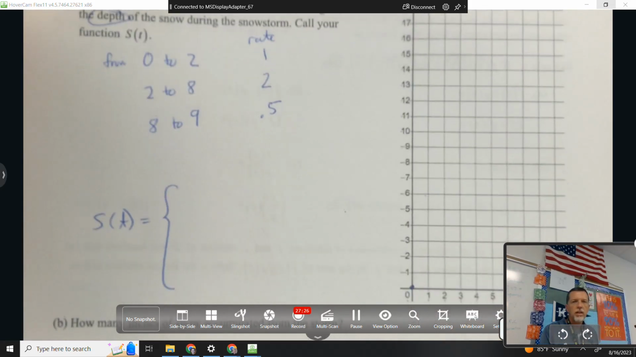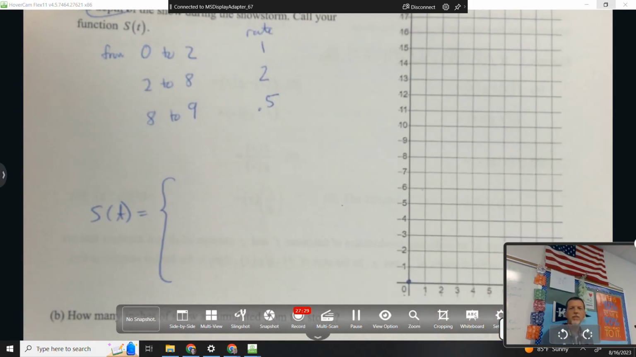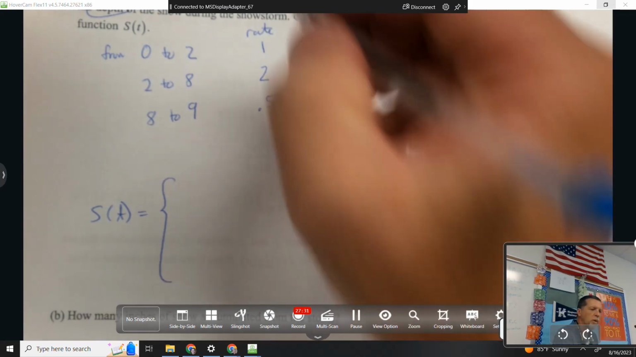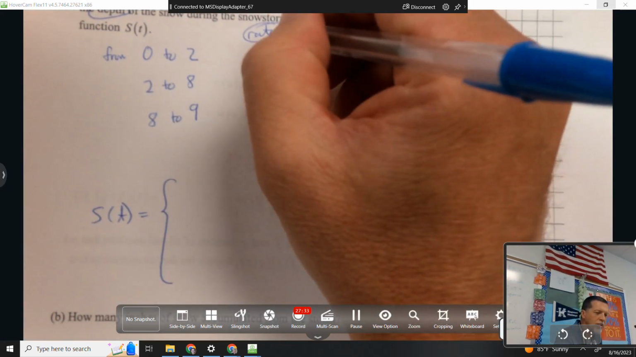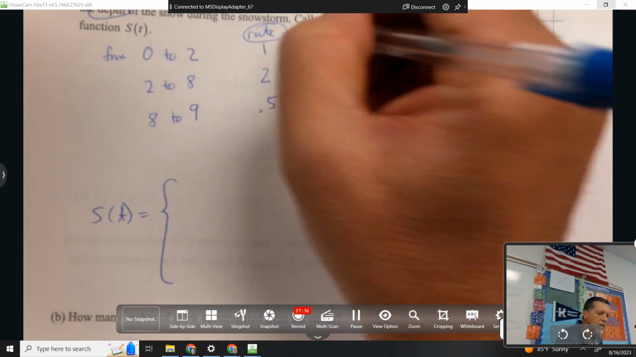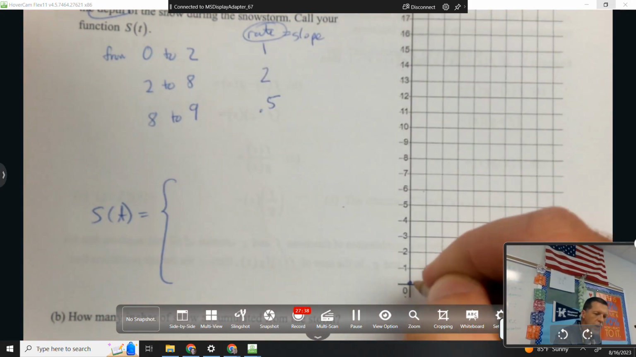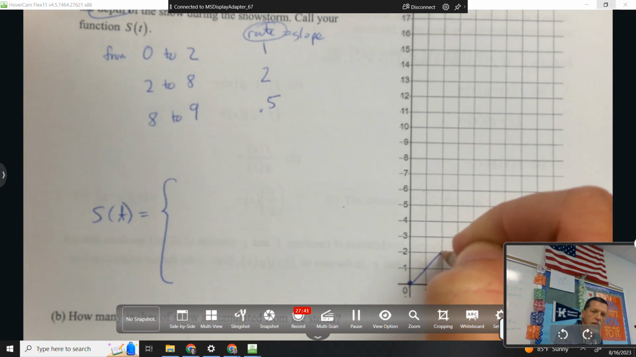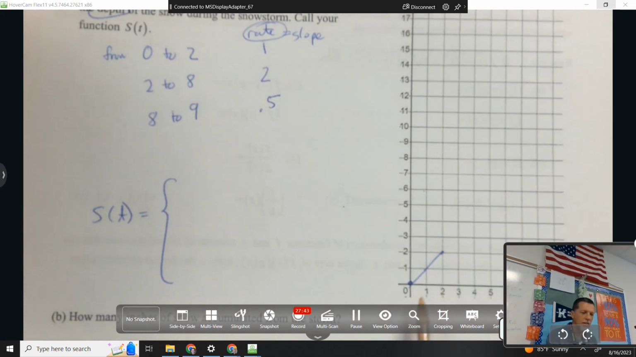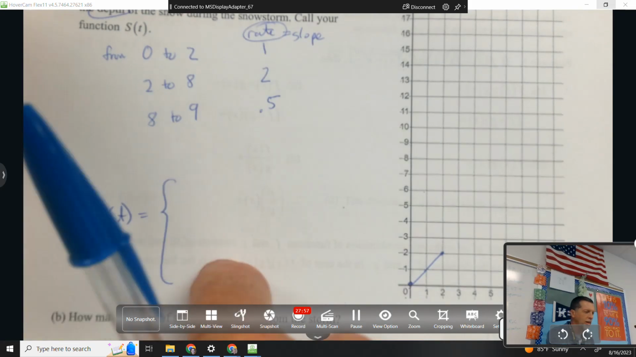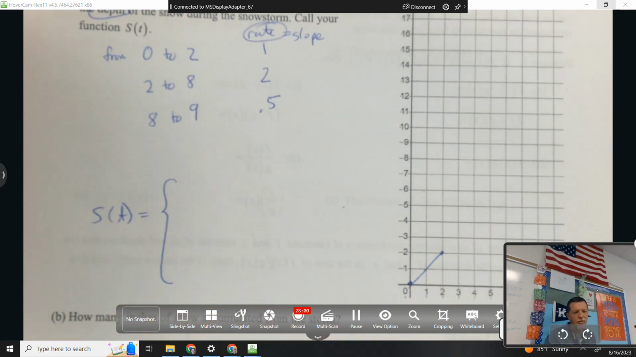So for the first 2 hours, the rate is 1. What is rate? What is that another word for? Slope. So the slope is 1 for the first 2 hours. So that makes sense. After 1 hour, I've got 1 inch of snow. After 2 hours, I've got 2 inches of snow. I'm thinking I'm going to graph this before writing the equations, but you could argue that you'd rather graph it or write the equations first. But I don't know.